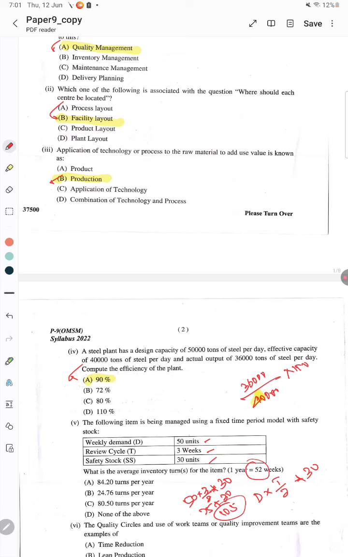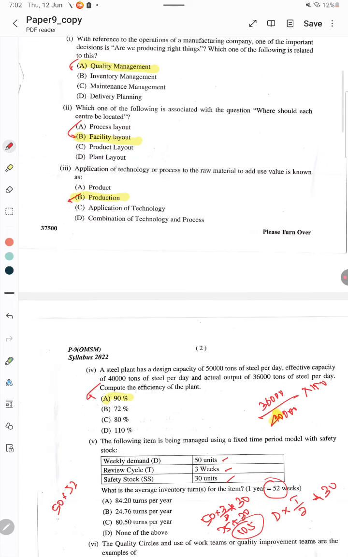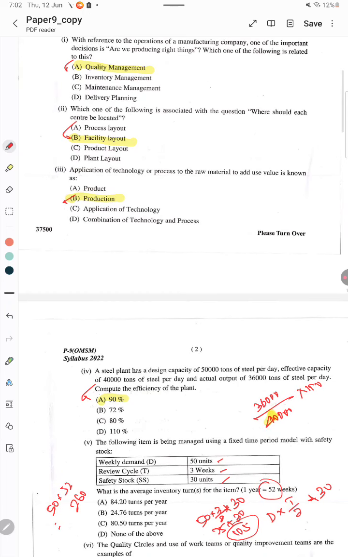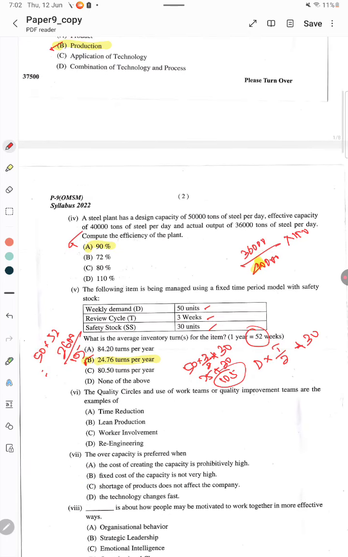Actually, total consumption, how much? Weekly demand 50 units into 52 weeks. So actual demand is 50 into 52, that is 2600, divided by average inventory, that is 105. What will be the answer? 2600 divided by 105, that is 24.76. That is the correct answer. So B is the correct answer. Please make note of it. B, 24.76 tons per year. That is the correct answer. Please make note of it. And then question number 6.